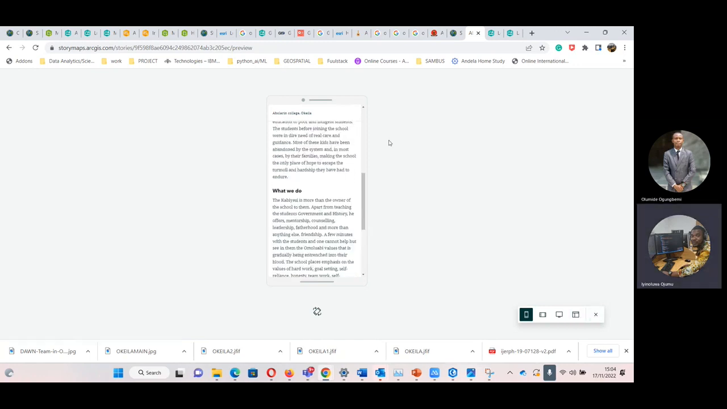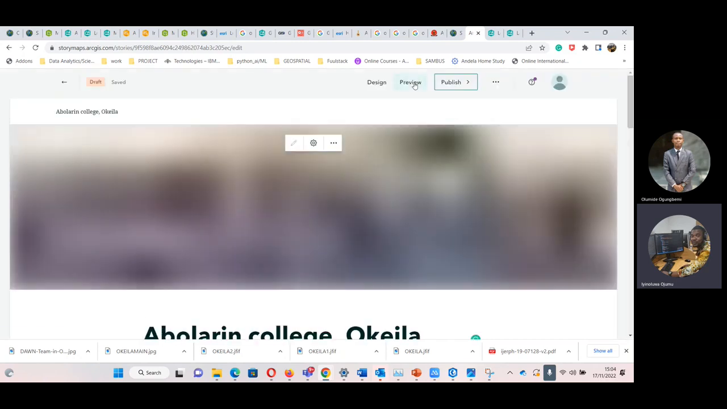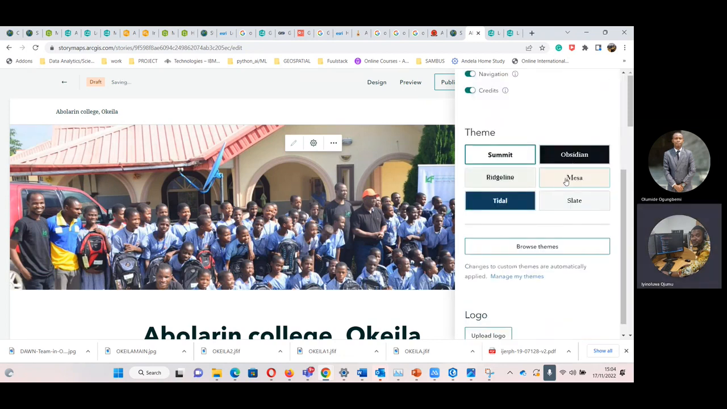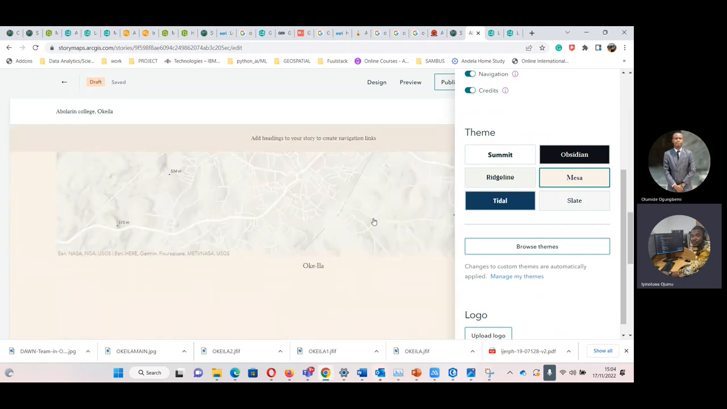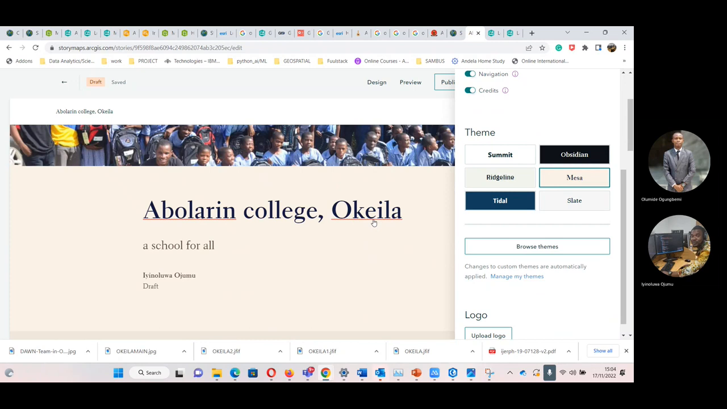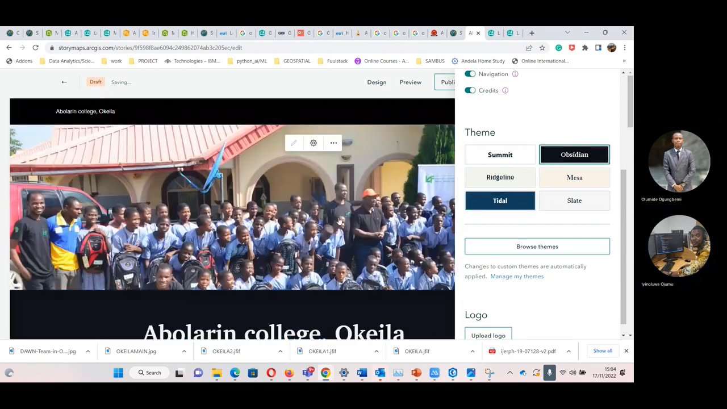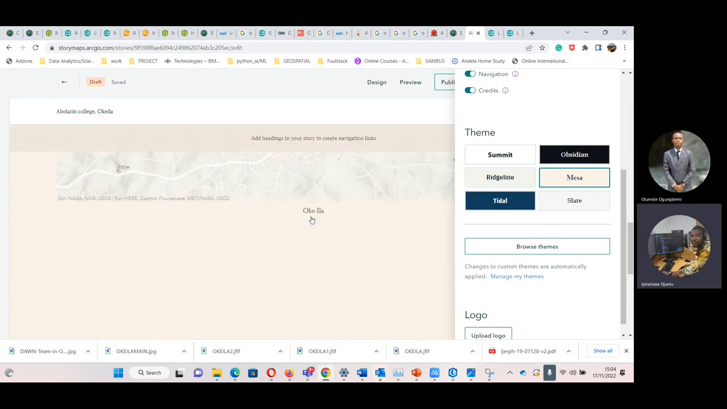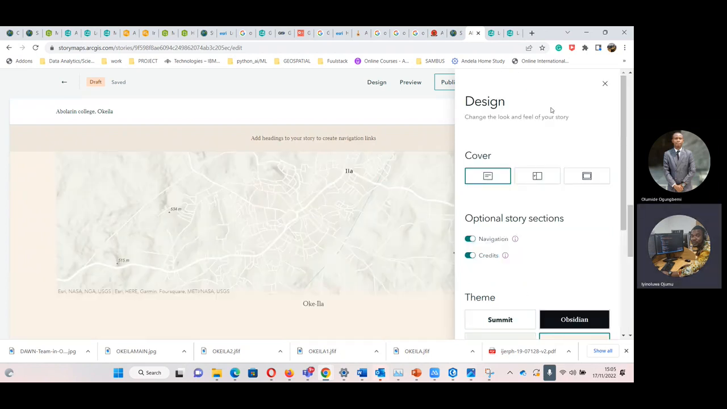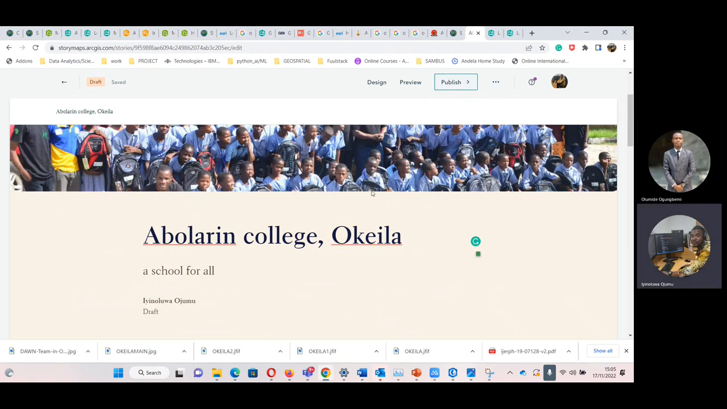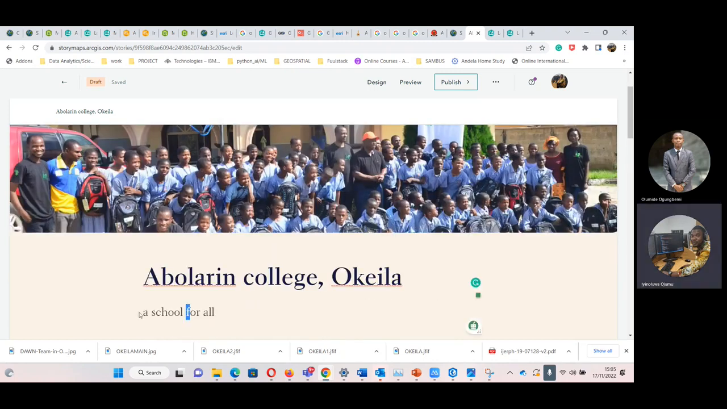Okay, so I can also change some functionalities there. I can change the design, look at something like this. I've changed the color now. This is the way it looks. Okay, so I can also change to something like this again. Okay, so I'm going to leave it like this. So this is just an example of what ArcGIS Story Maps can help us to do. You understand? This is how ArcGIS Story Maps can help us to tell stories.